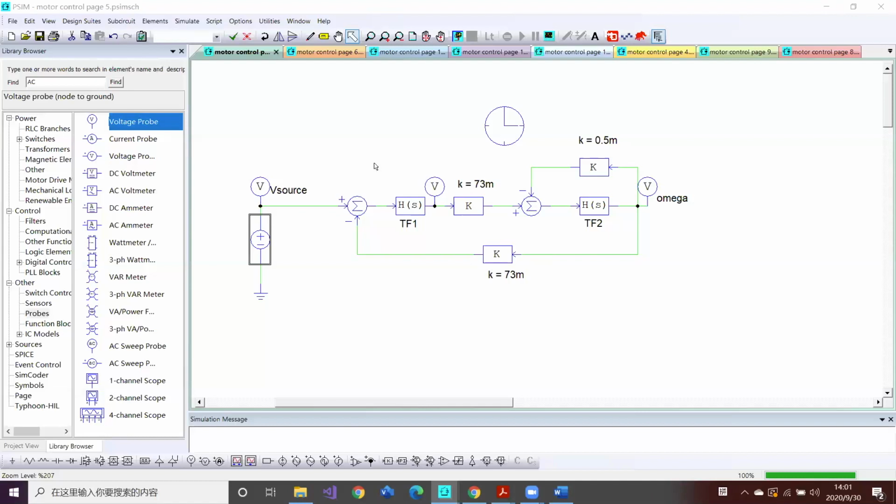Okay, so how to find the gain block in PSIM? Just find it somewhere in here, or you can just copy this gain block and paste it.